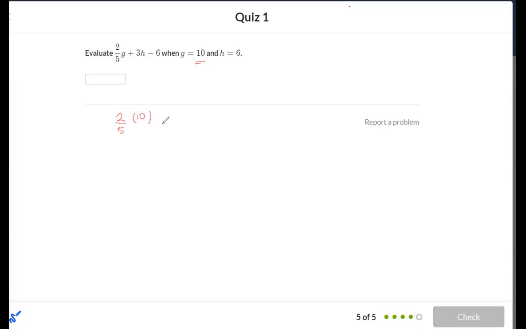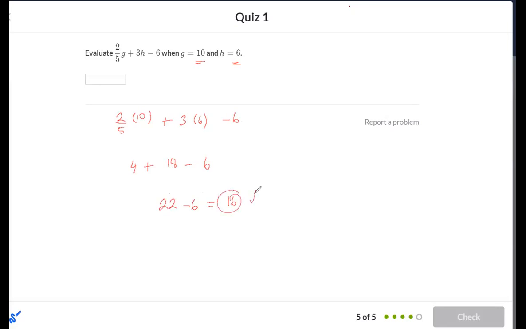You can put this in parentheses if you like. And plus 3H. So H is 6. So I will just write 6 right here. And minus 6. So this is what I have when I plug those numbers in correctly. So right now, I can multiply 2 by 10, which is 20. 20 over 5 will be just 4. Plus 6 times 3 will be 18. And minus 6. So this is what I have for now. So now I can add 4 and 18, which is 22. Minus 6 has to be 16, right?